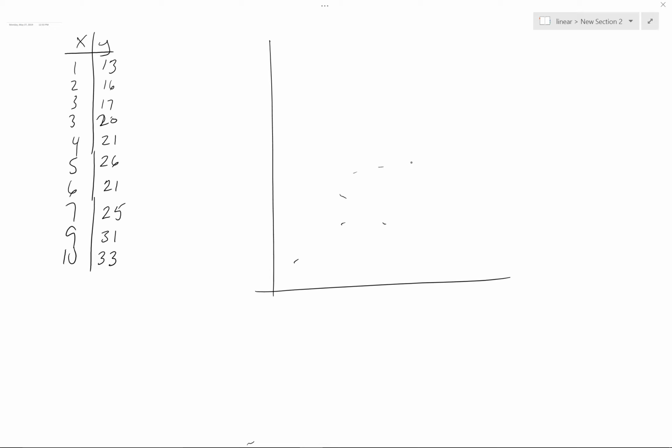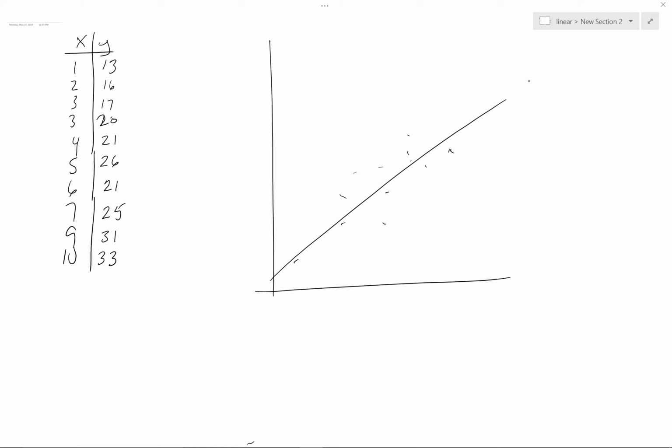I've got some x values. Here are the y's that go with them. I'm just making this data up in case you're wondering. Just some data I made up. It doesn't mean anything. If you make a scatter plot, it's going to look something like this. And the idea is you want to fit a line to it, and you want it to be the best line possible.